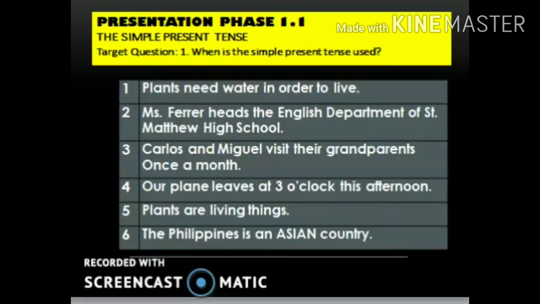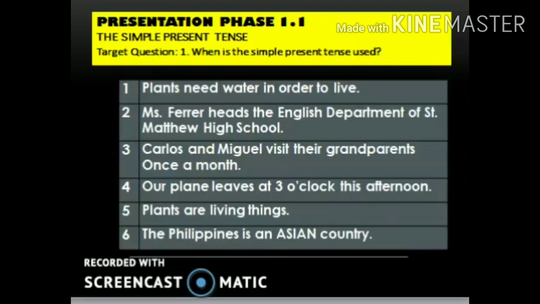Let's start. The simple tenses are of three forms: simple present, simple past, and simple future. The chart that you can see shows examples of sentences, all in the simple present tense. Remember that a sentence may express a condition or action of the subject. In number one sentence, what action do you think is expressed here?